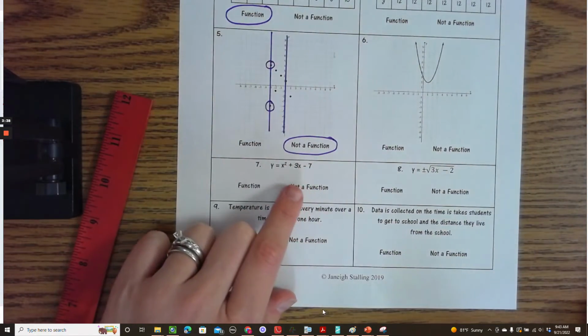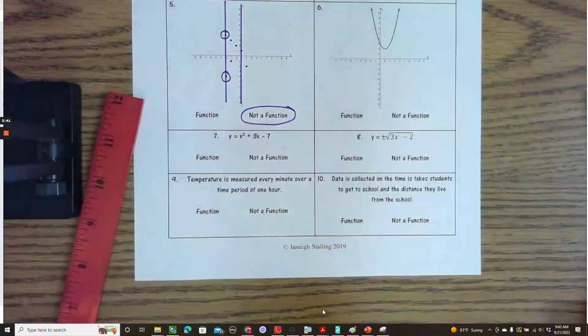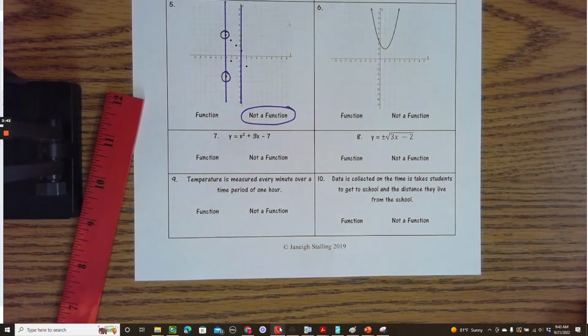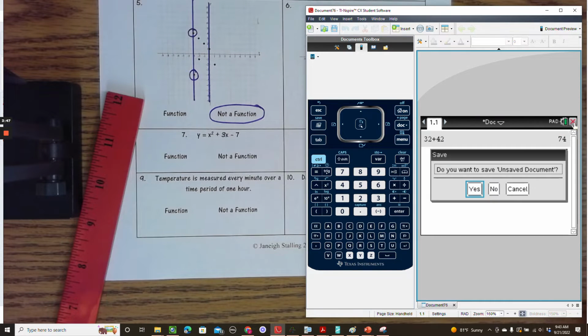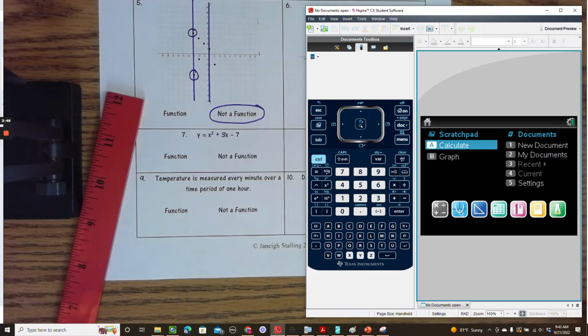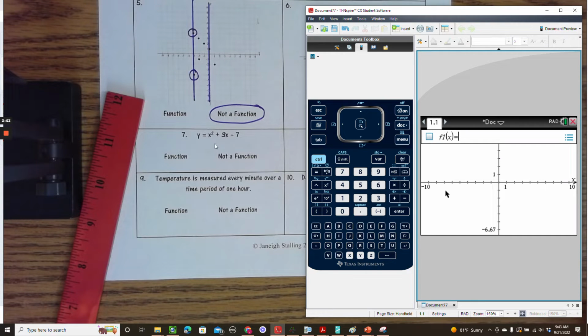Equations. So here's how you do the equations. We're going to use the calculator for these. I'm going to start from the home screen here, and I'm going to click this blue graph. It looks like it's got a U on it. And then I'm going to type this in.